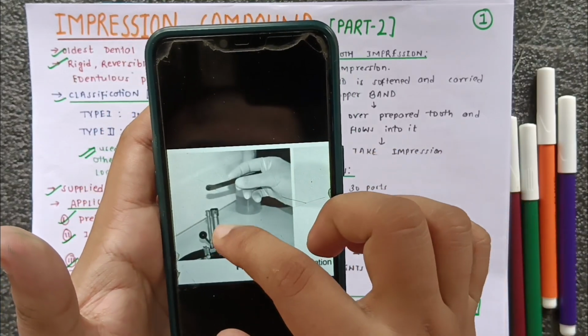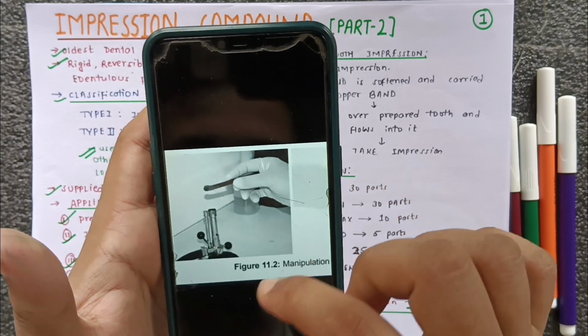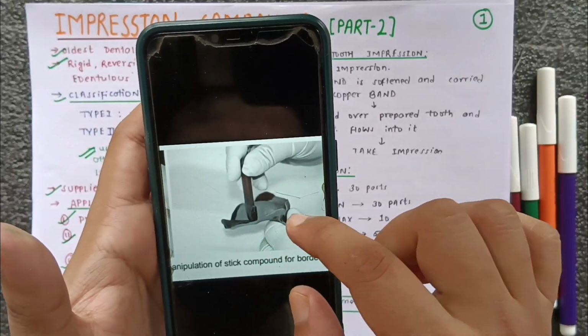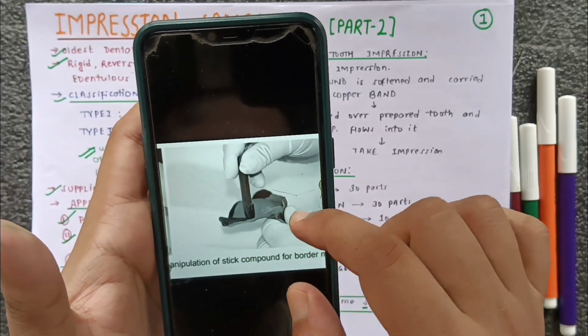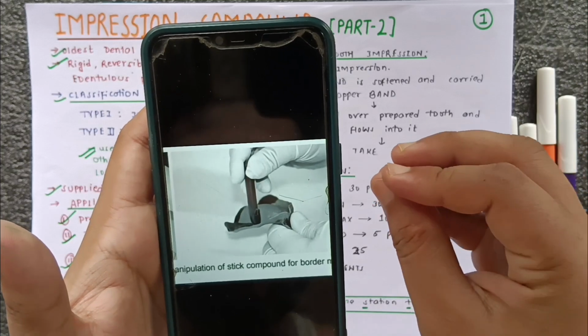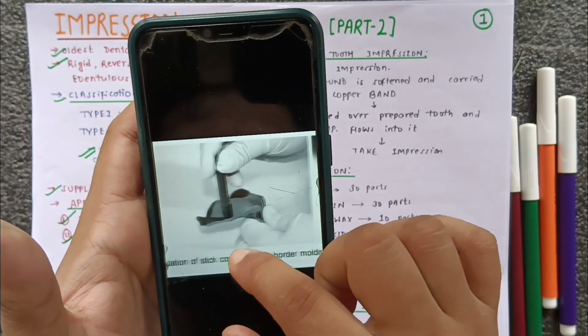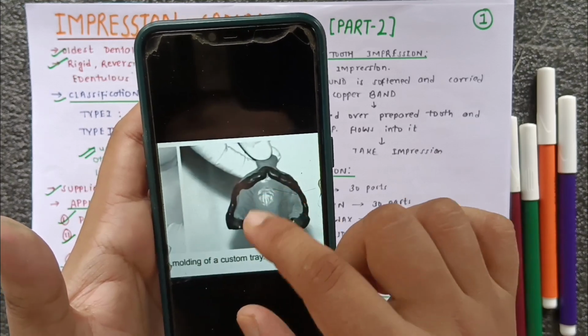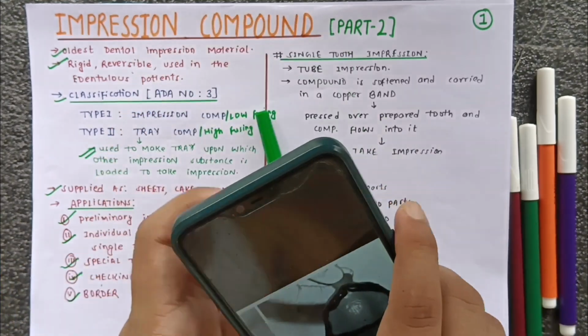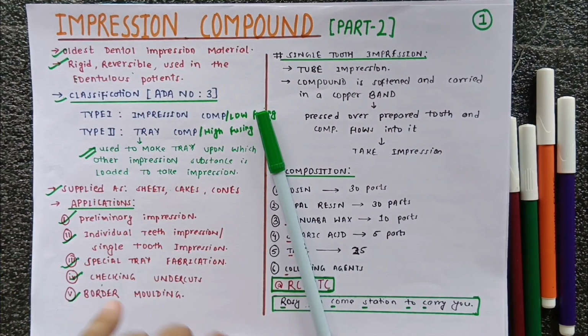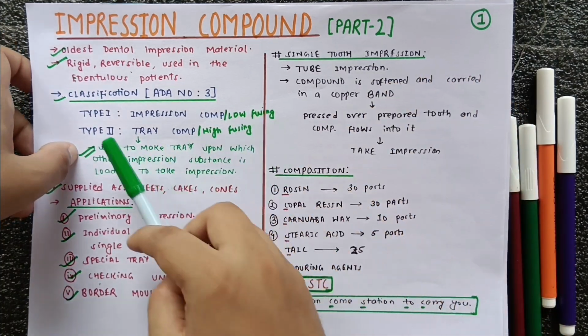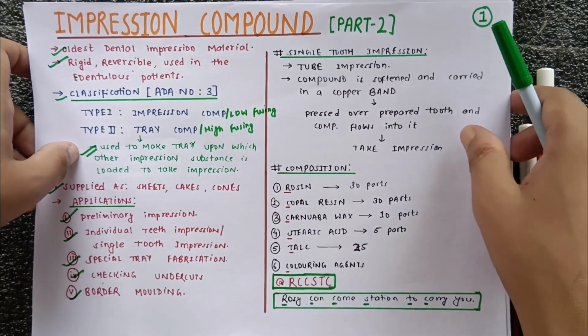Here you can see manipulation of stick compound for the border molding of the custom tray. The stick is flamed and then applied on the tray. The custom tray is the tray used for taking the final impression. It is applied on the borders of the custom tray, and after application it is formed like this. Just remember this picture, and remember that type 1 is particularly used for border molding.